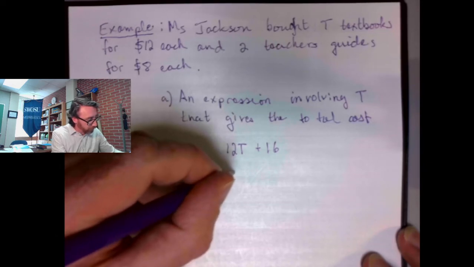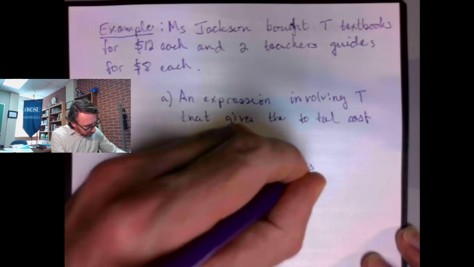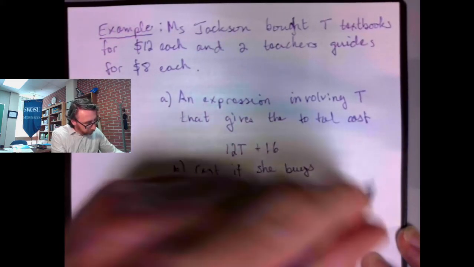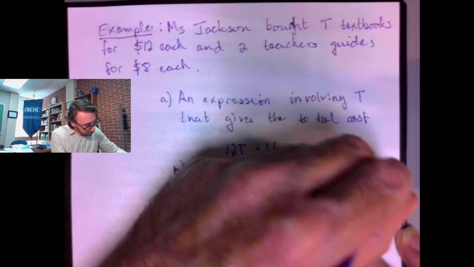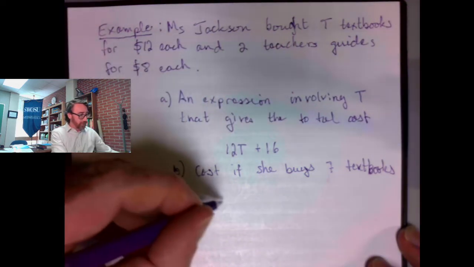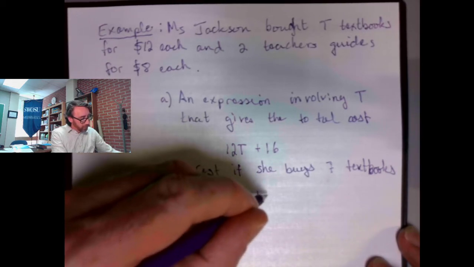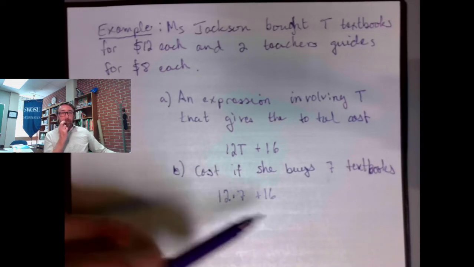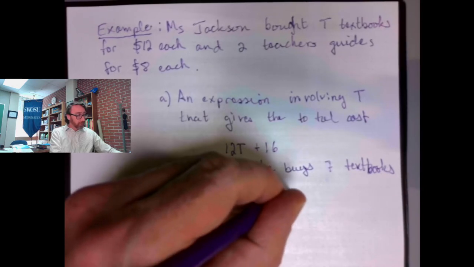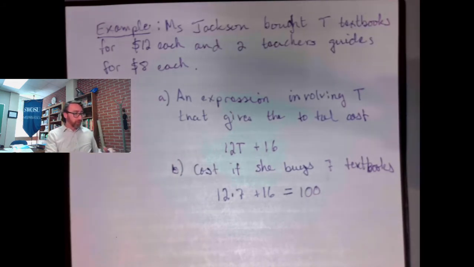And let's look at the cost if she buys 7 textbooks. So the cost if you buy 7 textbooks, well, we would do 12 times 7 plus 16. Okay, 12 times 7 is 84. Oh, okay, it's an even $100. Nice. So the cost for the 7 textbooks is $100.